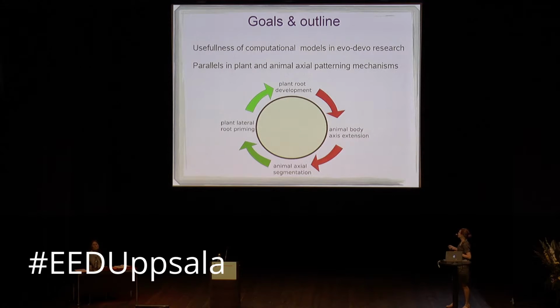Well, what I want to do is I want to start with a specific example of something that I worked on in plant root patterning, and then show you some parallels to animal body axis extension. From there on, move to axial segmentation and its evolution, and then come full circle back to plant root patterning.